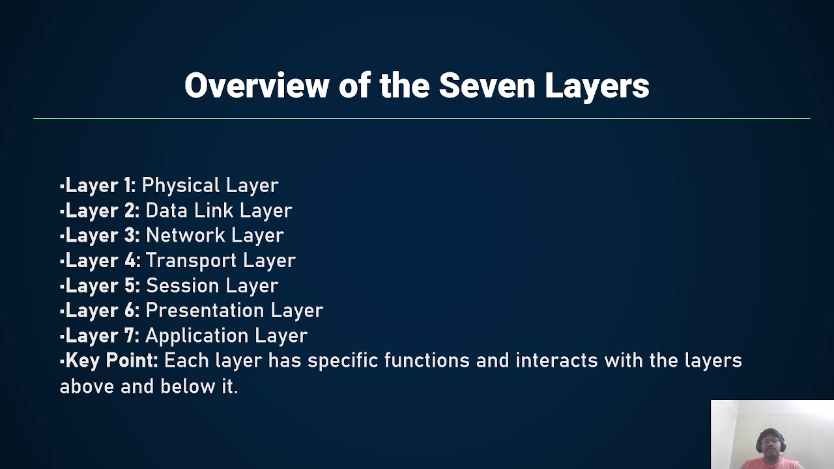Overview of the 7 layers. Now let's take a high level look at the OSI model's 7 layers. Starting from the bottom, the layers are physical layer, data link layer, network layer, transport layer, session layer, presentation layer, and application layer. Each layer has distinct functions and interacts with the layer directly above and below it. This modular approach simplifies network design and troubleshooting.